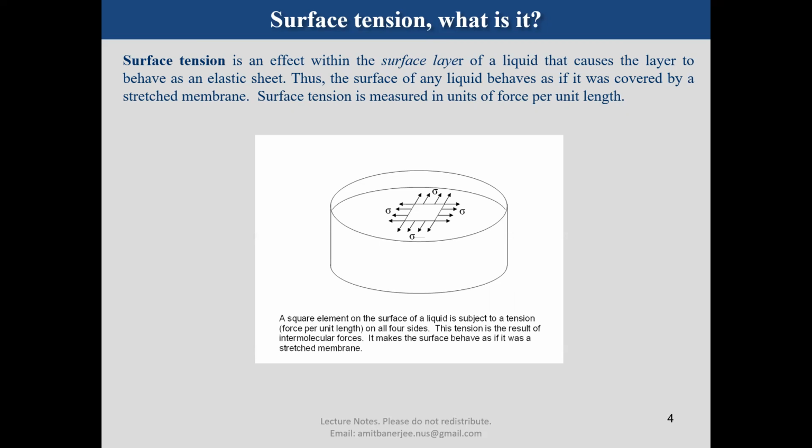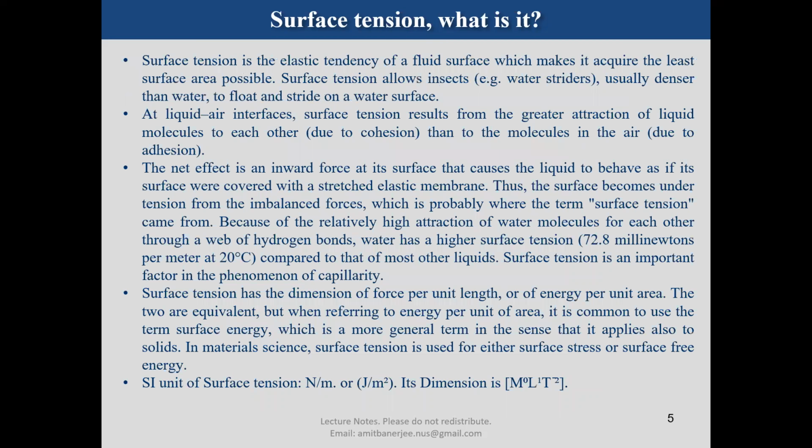So basically, a square element on the surface of a liquid is subject to tension, which is force per unit length on all four sides. This tension is the result of intermolecular forces. It makes the surface behave as if it was a stretched membrane. In general, surface tension is the elastic tendency of a fluid surface which makes it acquire the least surface area possible.